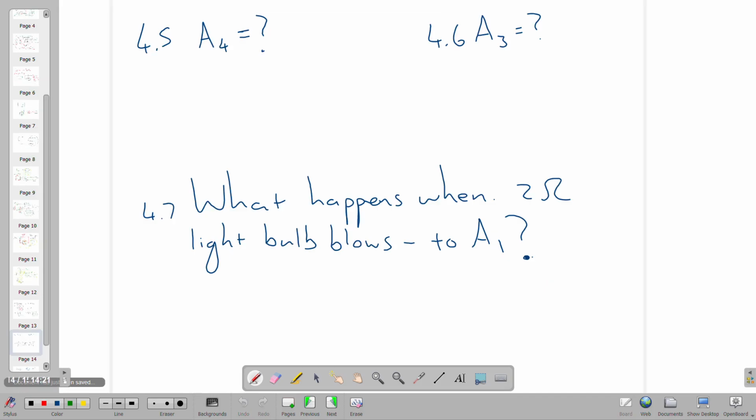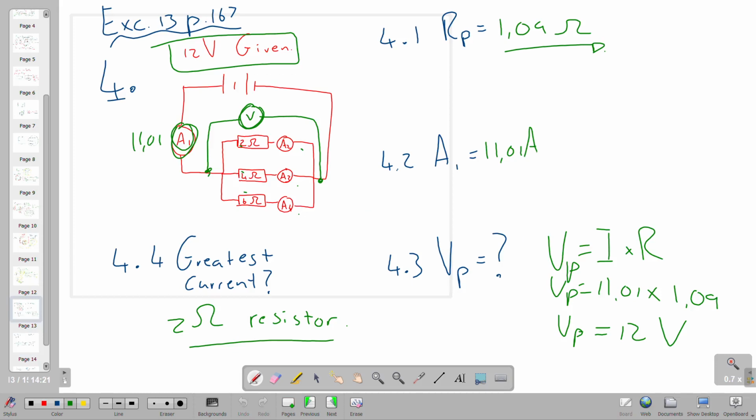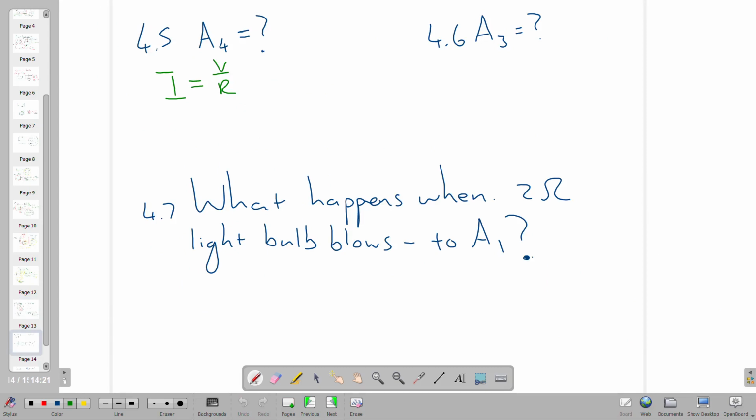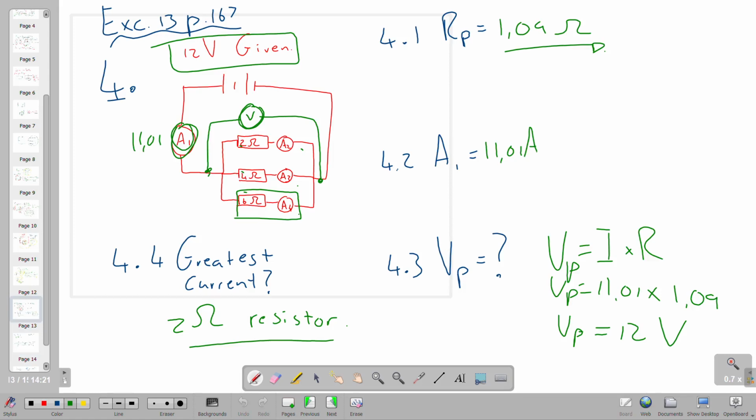Okay. 4.5, what is A4 equal to? Well, I'm going to write down the formula. I is equal to V over R. Right? And then they ask me, A4 is the one here at the bottom. What's the resistance there? You can substitute that in. The resistance is 6. What's the potential difference? Well, I calculated the potential difference here at the top to be 12.